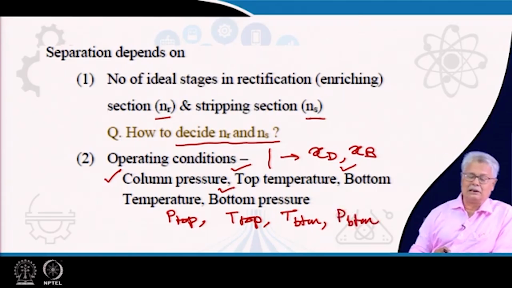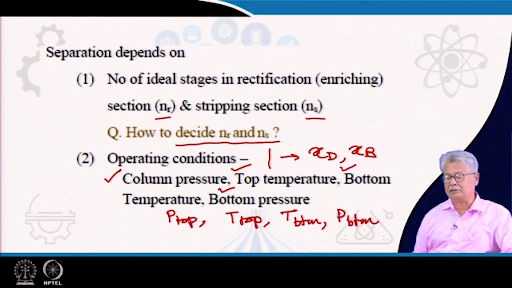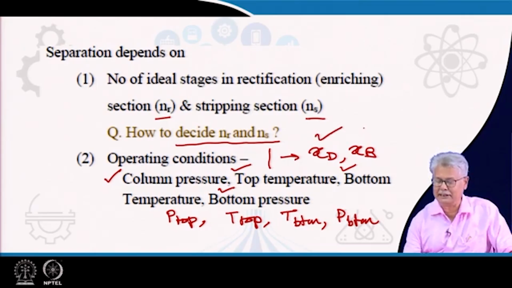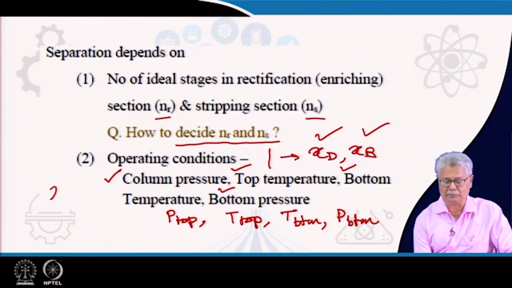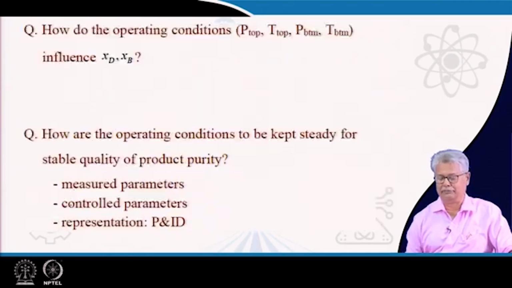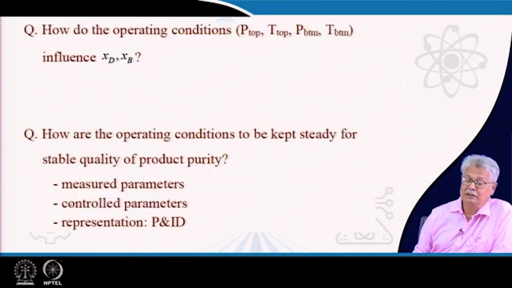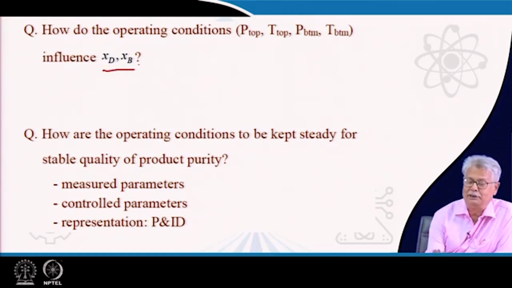So, these are the four extremely important parameters which are to be held and manipulated and kept constant in order to achieve XD and XP, starting from a feed composition of XF. So, the next question comes up, how do these four operating conditions influence XD and XP for a given XF?